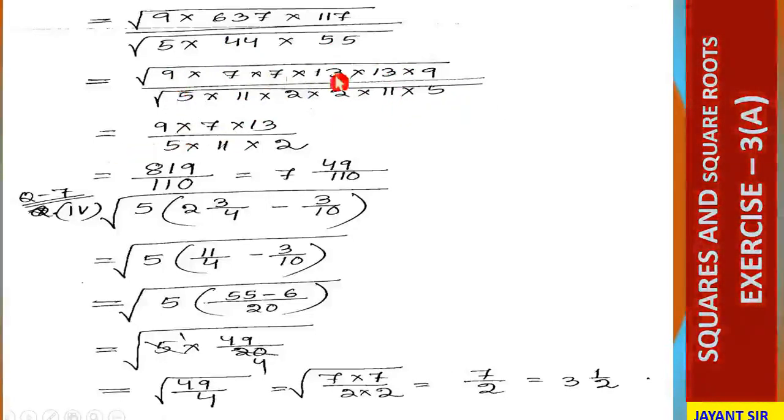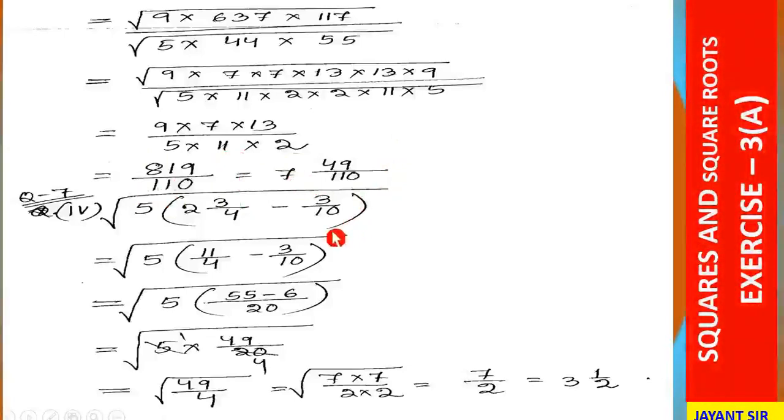Now look here: 9 9 out of the two gives 9, then 7 7 out of the two gives 7, then 13 into 13, from this pair we can write 13. Now 5 into 5 it is 5, 11 into 11 it is 11, then 2 into 2 it is 2. So now 9 sevens are 63, into 13, it is 819, divided by 5 into 10 into 11, 110. Then make it a mixed fraction, it is 7 whole 49 by 110.